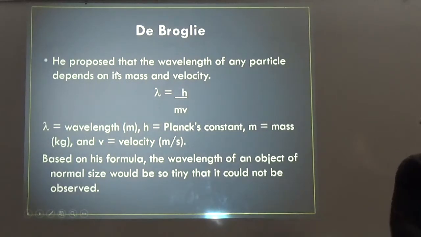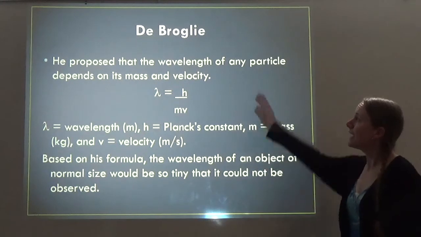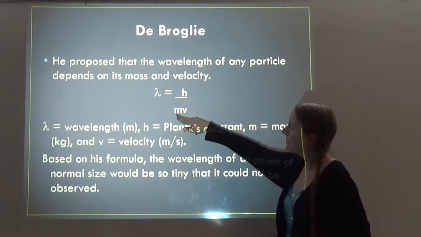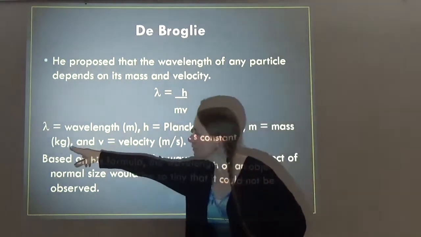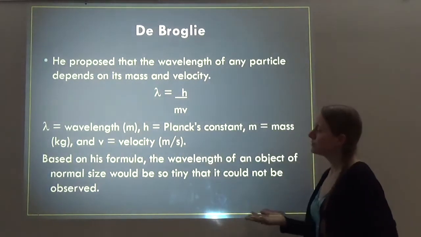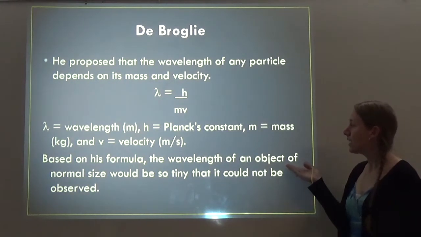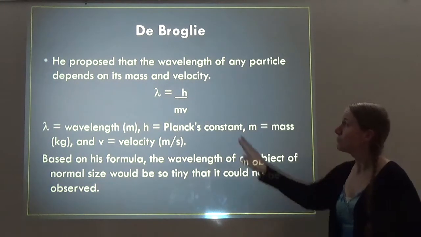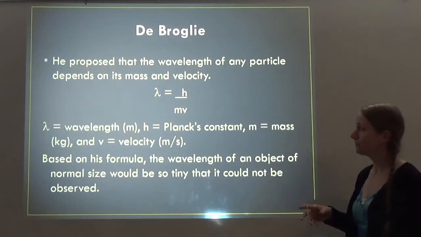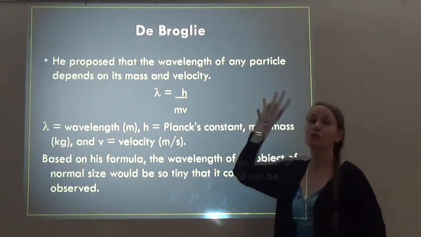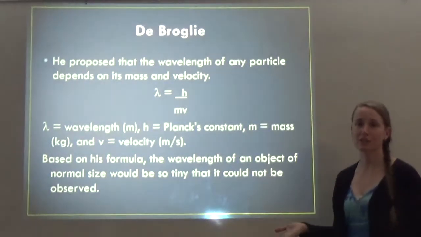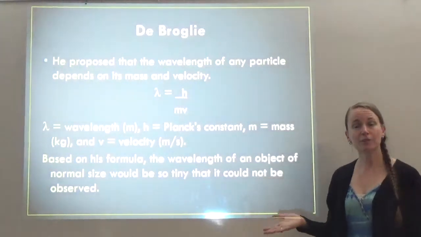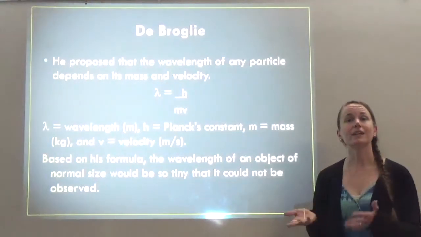Okay, so he proposed that the wavelength of any particle depends on its mass and velocity. So what he has here is wavelength equals h, which is Planck's constant, divided by mass. Important note, mass must be in kilograms, and divided by velocity, which is in meters per second. So based on his formula, the wavelength of an object of normal size would be so tiny that it could not be observed. All right, so since Planck's constant is such a small number, if you have a large mass, then that number is going to get even smaller, and so you really can't detect the wave properties of normal sized objects. So when we talk about this, that's why we're focusing on something like an electron, which is very, very small. So its wavelength could actually be detected.